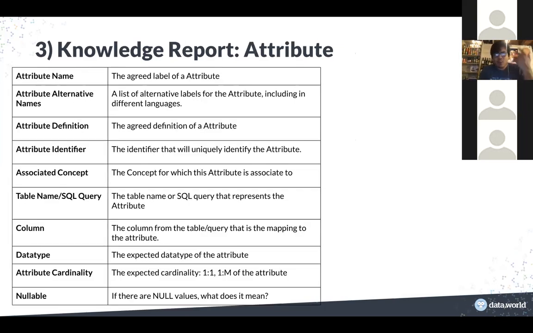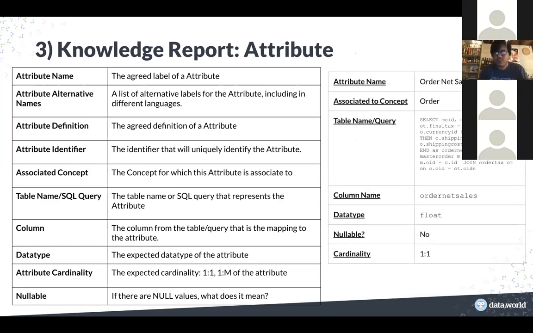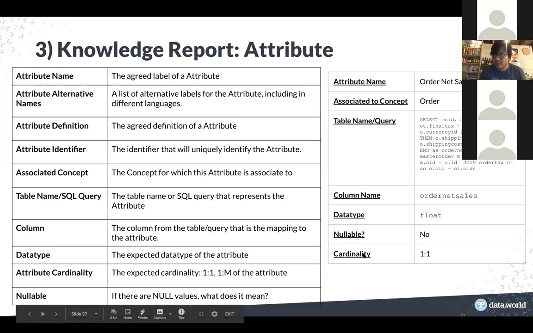Here's this knowledge report also for an attribute in the graph. So attributes can be applied to concepts or can be applied to relationships. So in this order, net sales is applied to the concept called an order. And then here we can talk about, is this nullable or not? What is the data type? What's the cardinality? This helps you figure out the constraints and values of data later on.